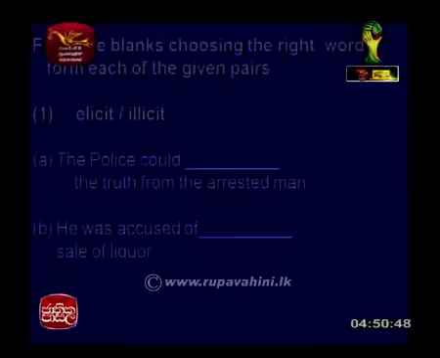The second one, he was accused of sale of liquor. What kind of liquor?